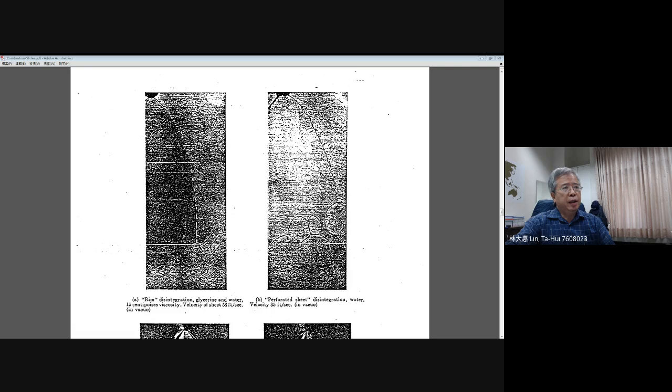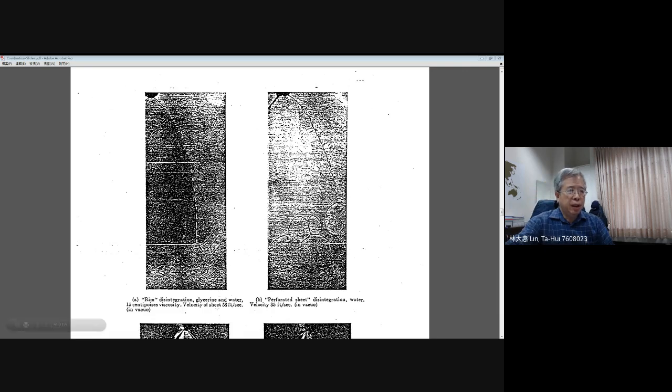This is the situation with velocity. In this case, the viscosity of the sheet is relatively small. It's 58 feet per second for these pictures. Now it means that this is under low injection velocity of the liquid.